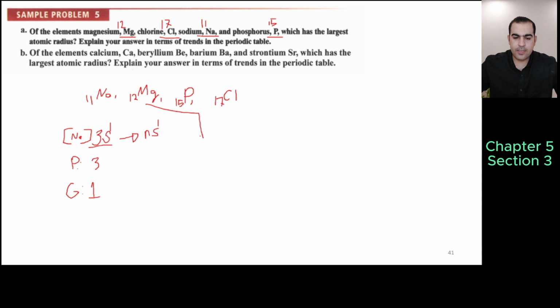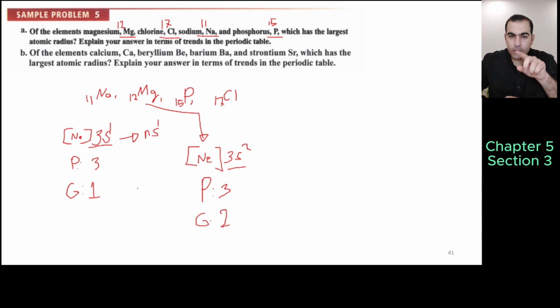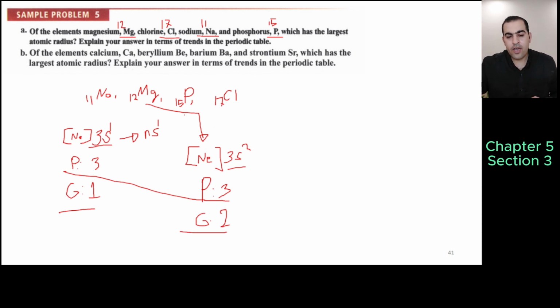Here for magnesium, again neon, 3s2. It's in period 3, and this is ns2, right? This is group 2. So just do it for two of them, and it will be clear whether they are in the same period or same group. They are in the same period, but their group is different. Phosphorus and chlorine are also in the third period. If you write the electron configuration, they are also in different groups.